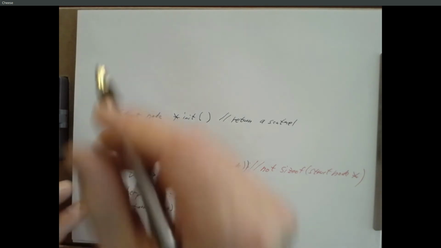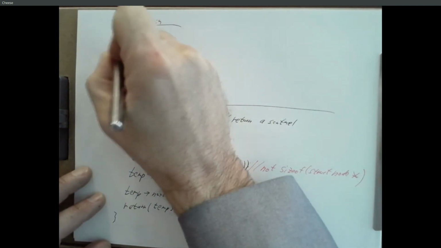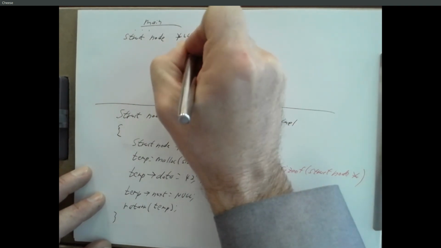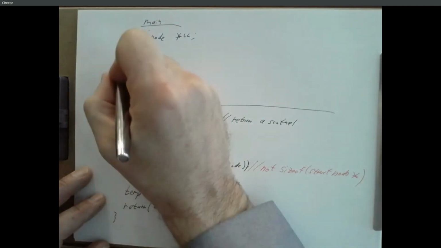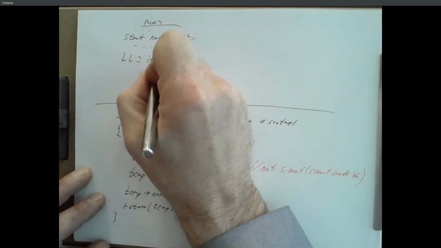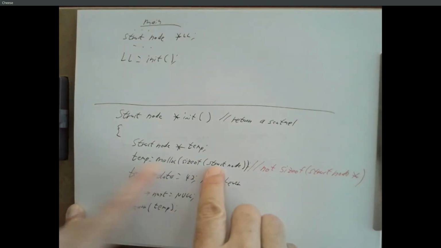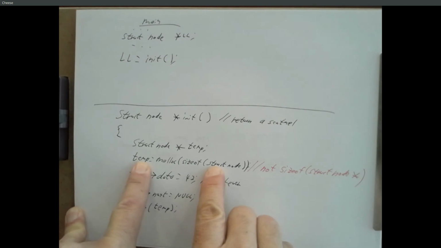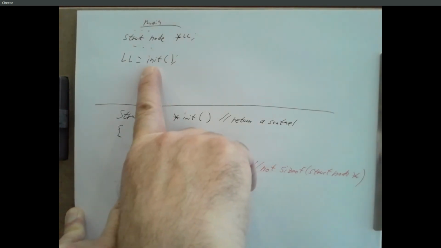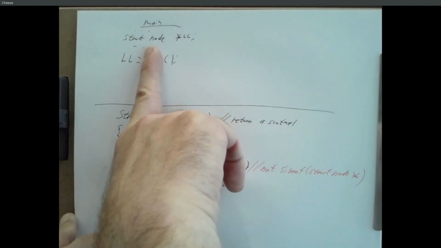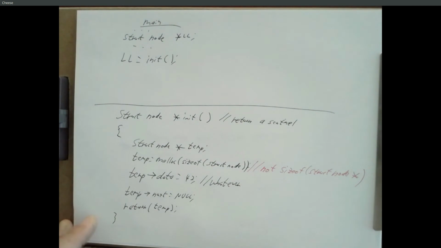So in our main program, we do whatever. We have a struct node LL. We do whatever. At some point we can say LL equals init. We jump down here, we allocate space for a struct node, we set up the fields, we return temp, which is the address of the beginning of that block of memory where the node is. That's the return value from init. LL is that address, which means that star LL will actually be that node. So this works fine.